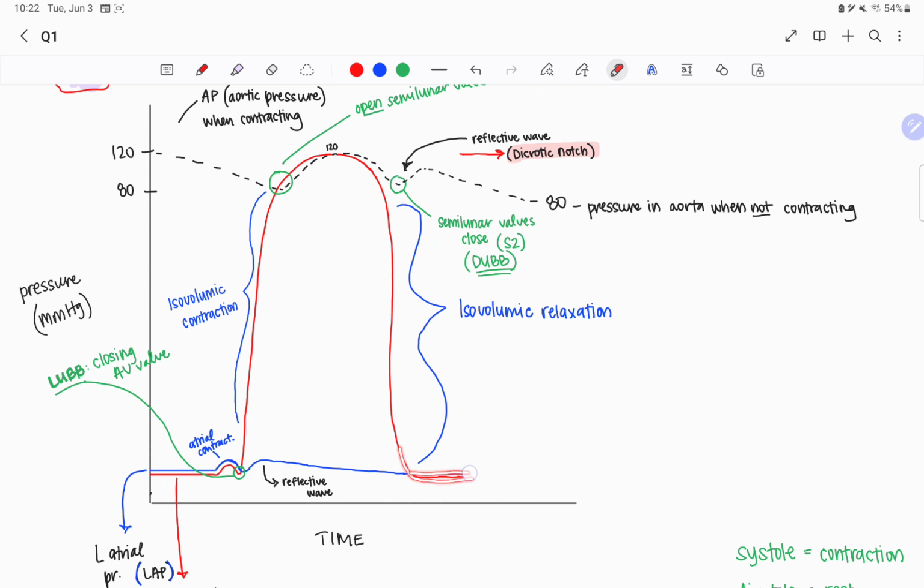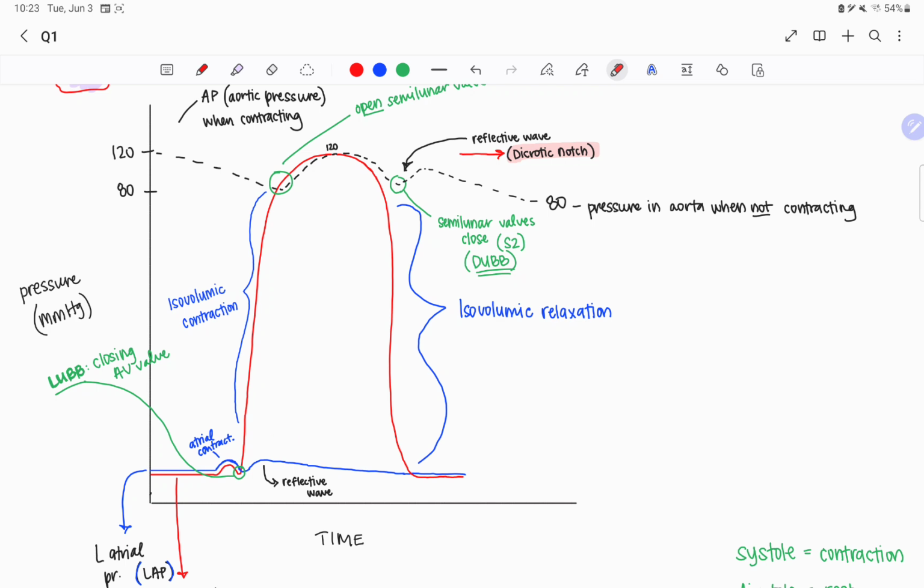Okay, and it relaxes all the way back down to here. And so now the atrium is higher pressure than the ventricle is. And so the AV valve opens, blood passively rushes into the ventricle, and then we start the whole process over.